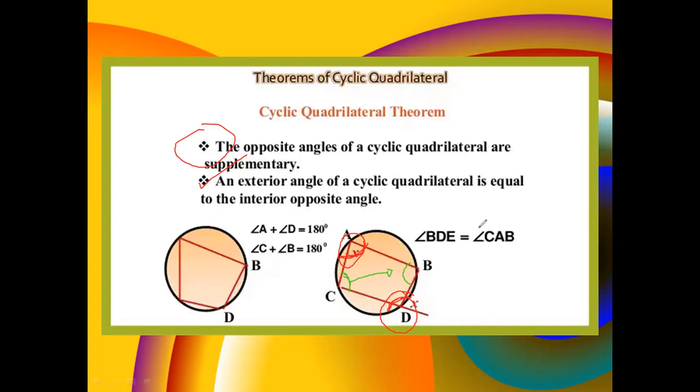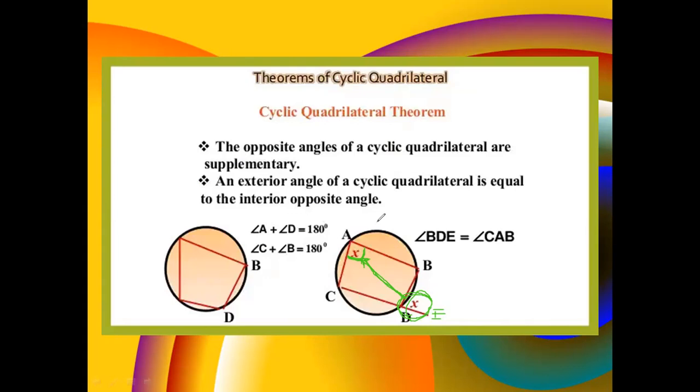And then angle BDE, so BD and forming this E here. Angle BDE is equal also to angle CAB. Outside angle X here is equal to the interior opposite angle, this one. So therefore X here equals X here, the opposite inside angle. Angle outside equals opposite angle inside. So that is why angle BDE equals angle CAB.